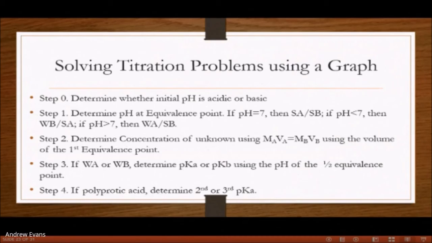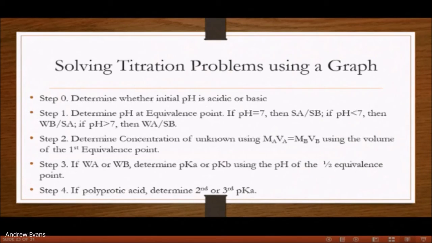To find out whether it's a strong acid, strong base, or weak acid, strong base, or a weak base, strong acid: if it's pH 7 at equivalence point, then it's strong, strong. If it's less than 7 at equivalence point, it would be a weak base. And if it's greater than 7, it's a weak acid.